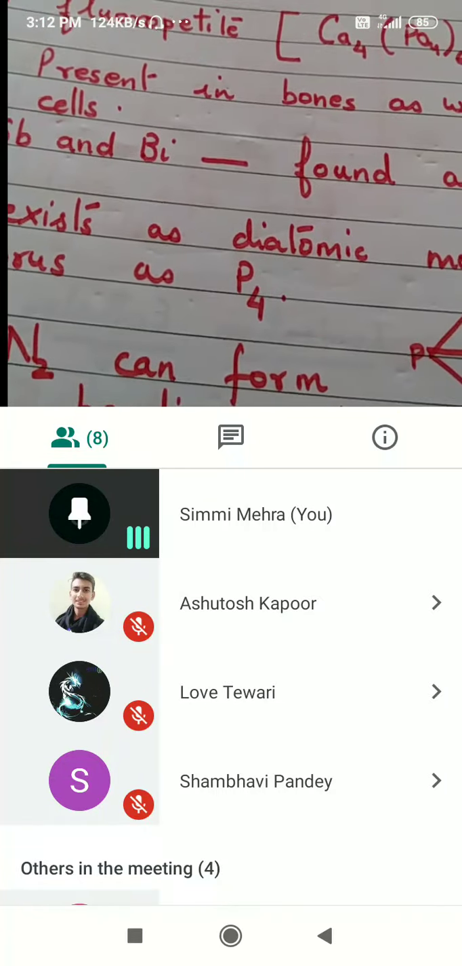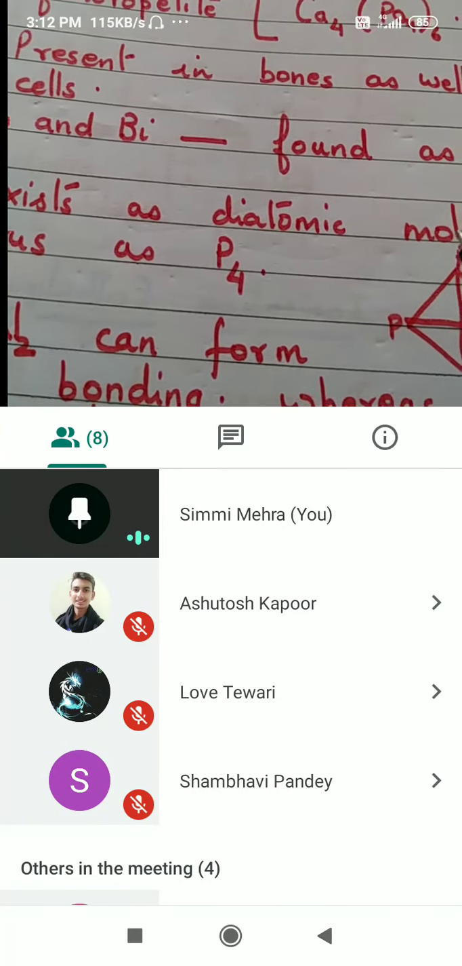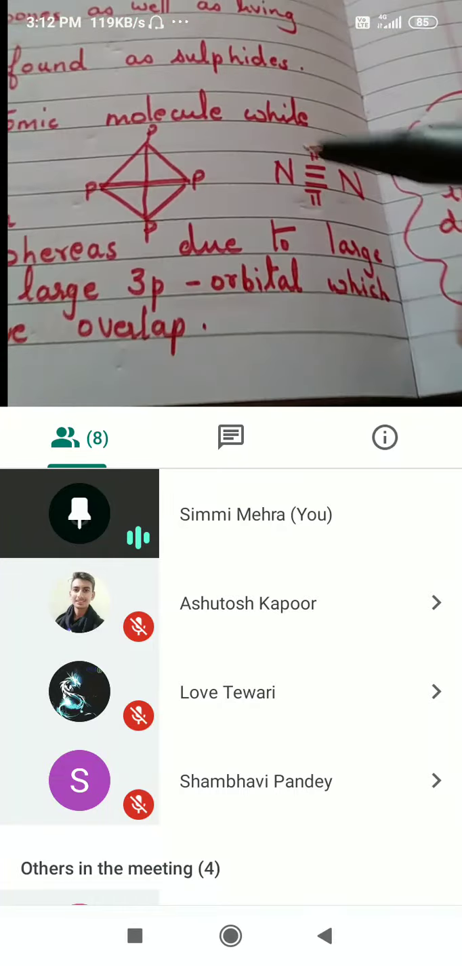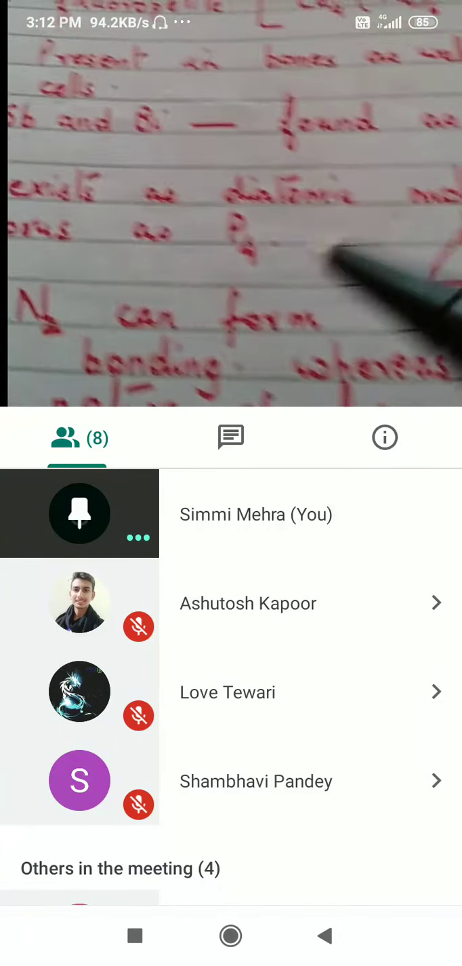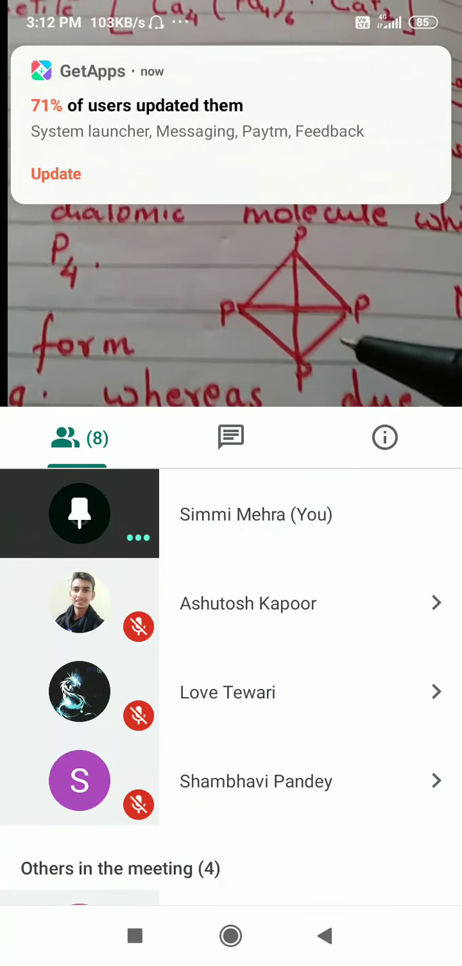Nitrogen exists as a diatomic molecule. Now, diatomic means it always exists as N2. It never exists in nature in atomic form. And the bonding is N triple bond N, like this. There are two pi bonds and one sigma bond present. Whereas phosphorus exists in the form of P4 molecule, that is like this.